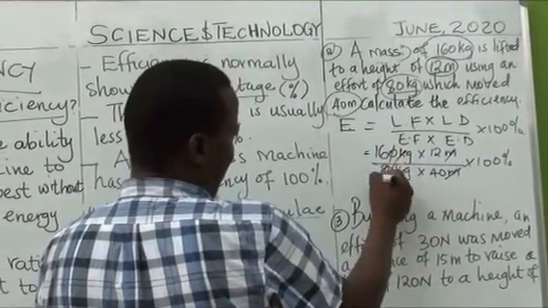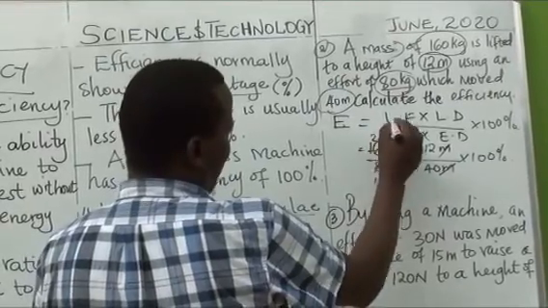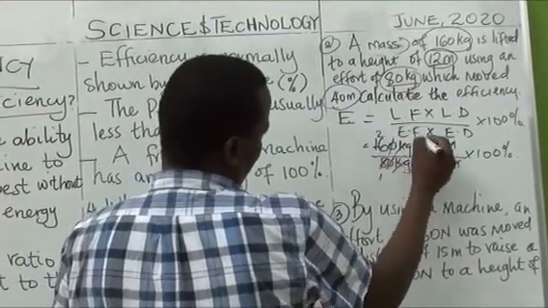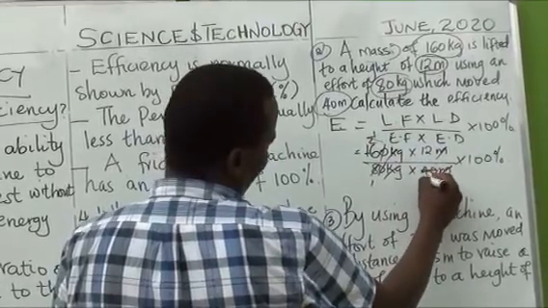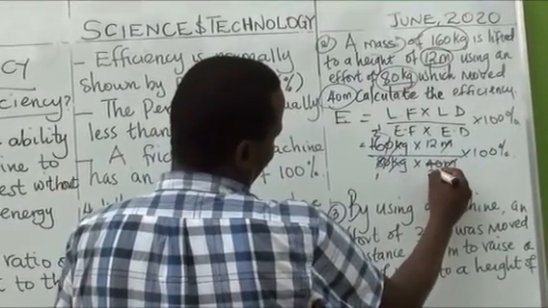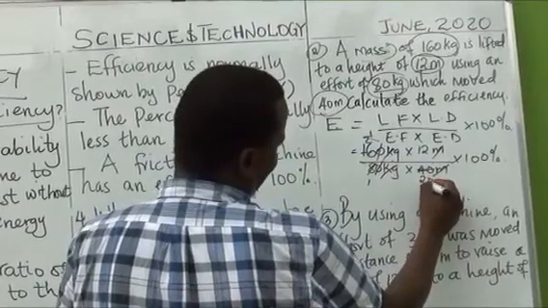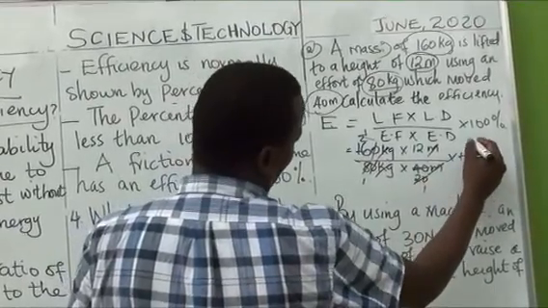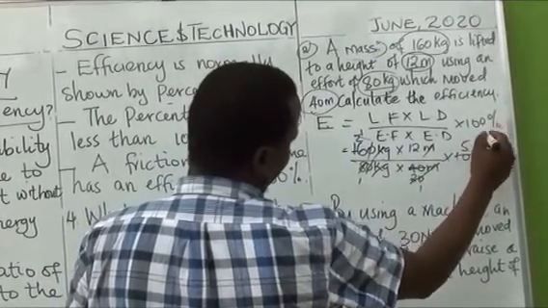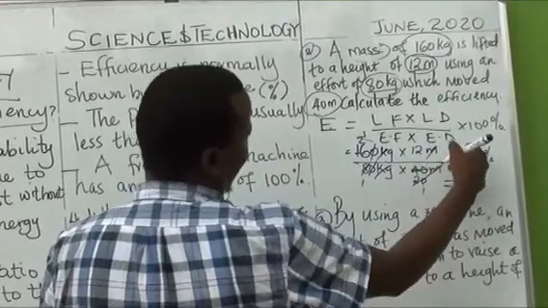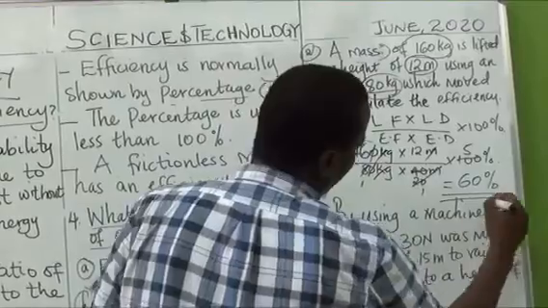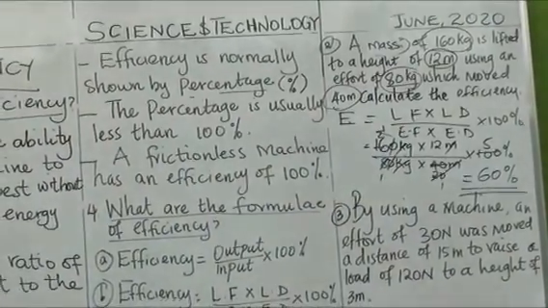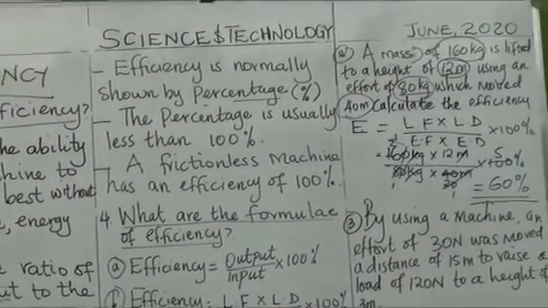0, 0. 8, 1, 8 goes there, 2. 2, 1, 2 goes there, 20. Then, if I divide this, 21, 20 goes there how many times? 5. Now, 12 times 5 is equal to 60%. So, the efficiency of that machine is 60%.